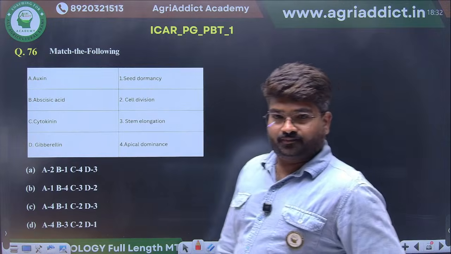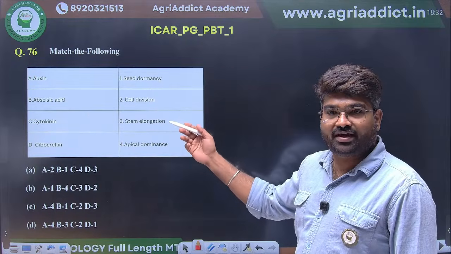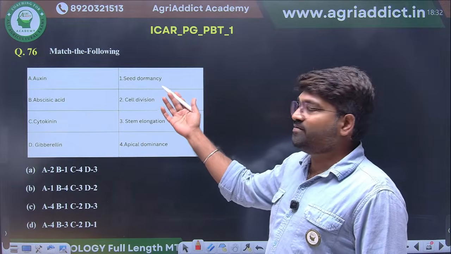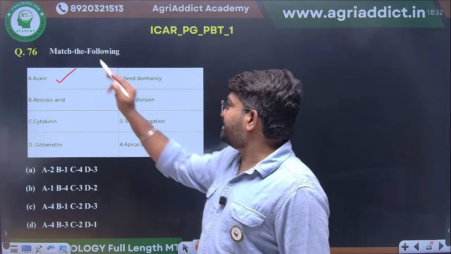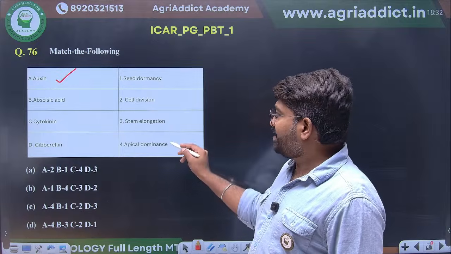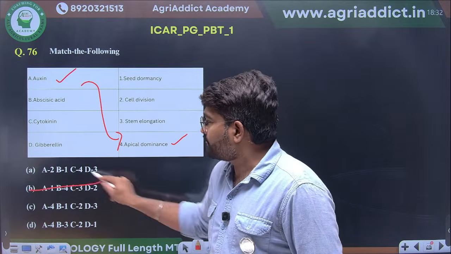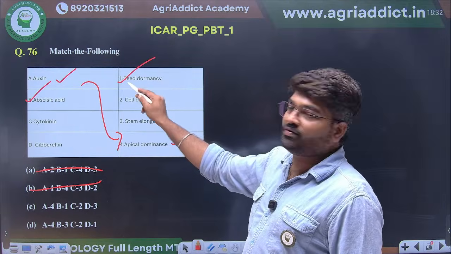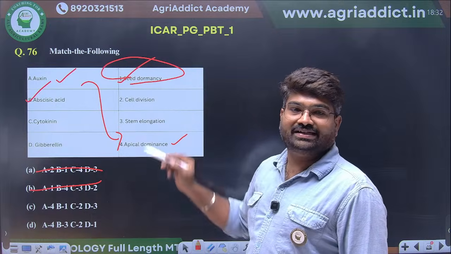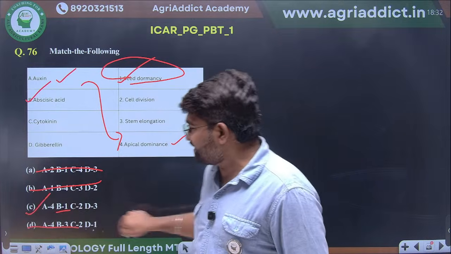Next thing, maths. This is very simple question only. You will solve this one. They are giving just a hormone along with its major function. Auxin, it will be primarily involved in apical dominance. Option A should come 4. Abscisic acid, it is a dormancy hormone. We have already seen. This is a dormancy hormone. So second will should come 1. So this is the right answer.